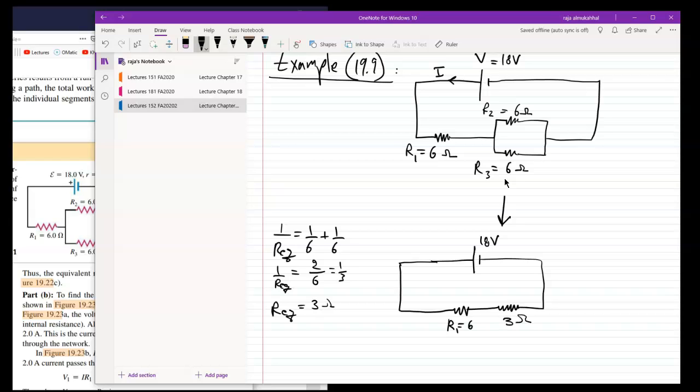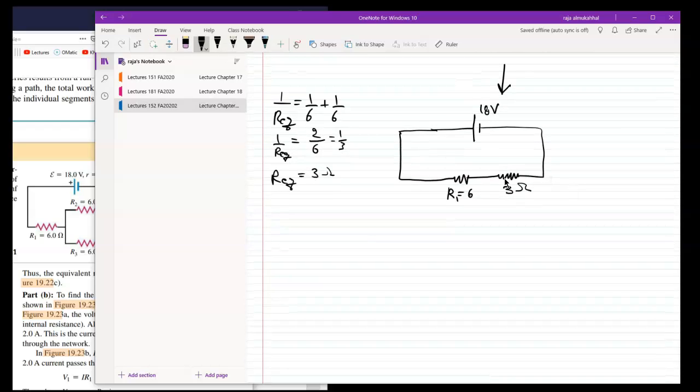Okay? The next step, I'm going to redraw this again. Again, I'm working vertically. Now I'm going to combine those two together. Well, they are in series, which means I can just add them up directly. So my new circuit is going to look something like that.